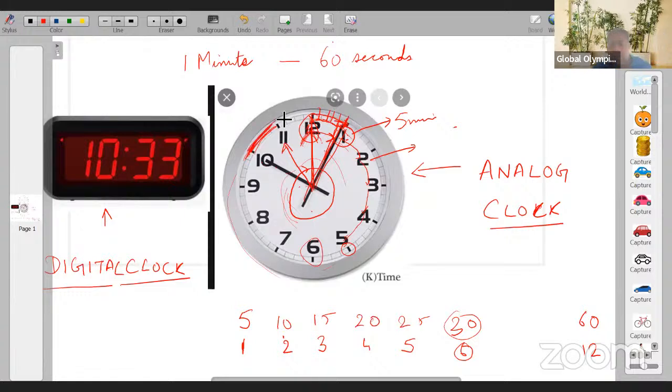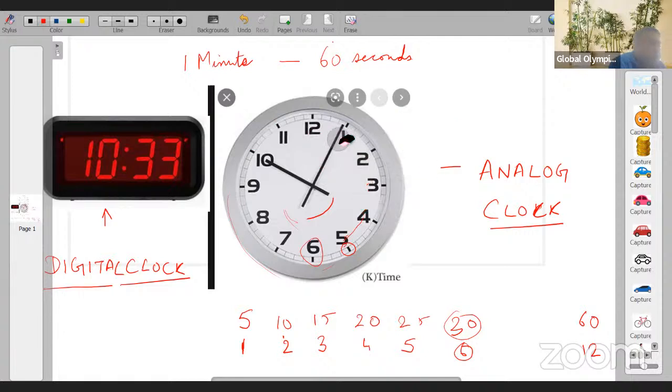Correct or not? If you notice the time, in this example it's almost 5 past 10, correct? It is 5 past 10. After 1 hour, the time will be 11:05. So this guy will move here, okay? 11:05. Understood?